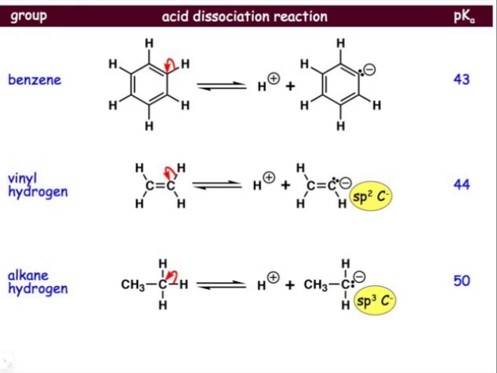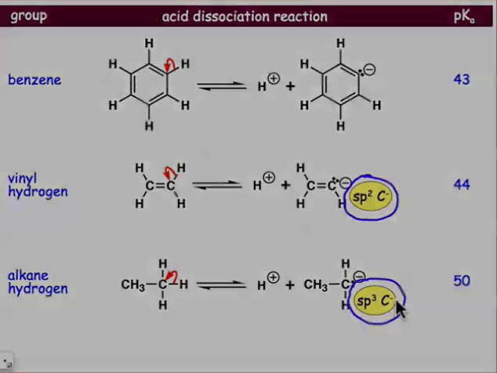Minus 44 in the case where we encounter putting a negative charge on an sp2 hybridized carbon, and if we were to put that negative charge on an sp3 hybridized carbon, which is not able to stabilize that charge, we see that the pKa drops off another 6 orders of magnitude in Ka, the dissociation constant.